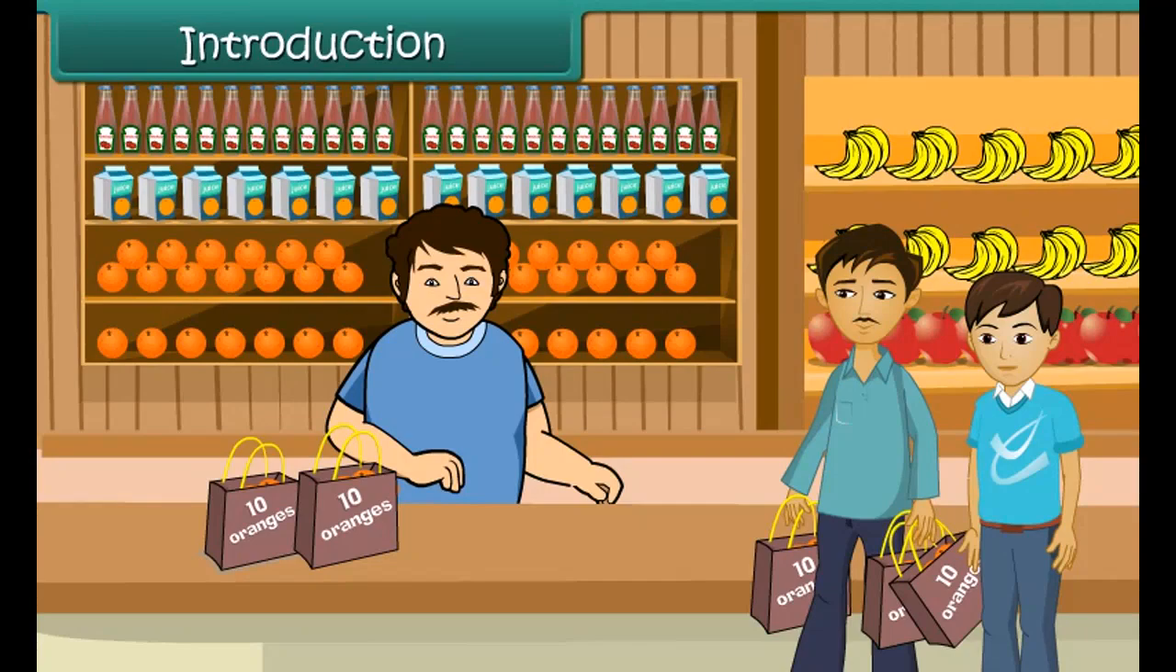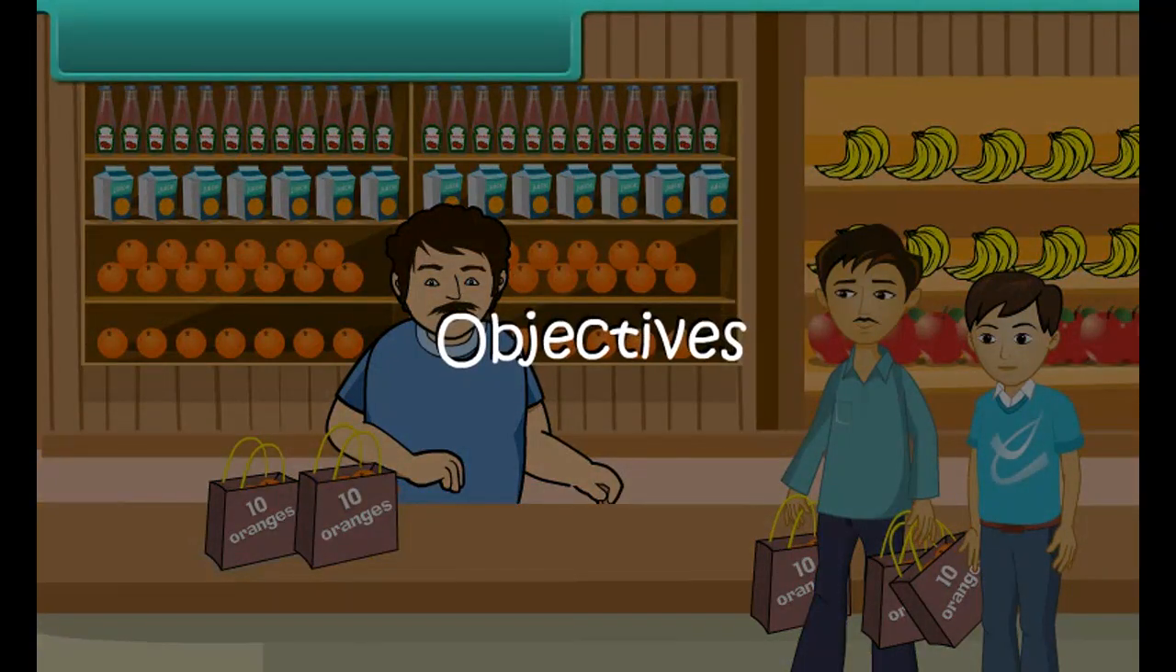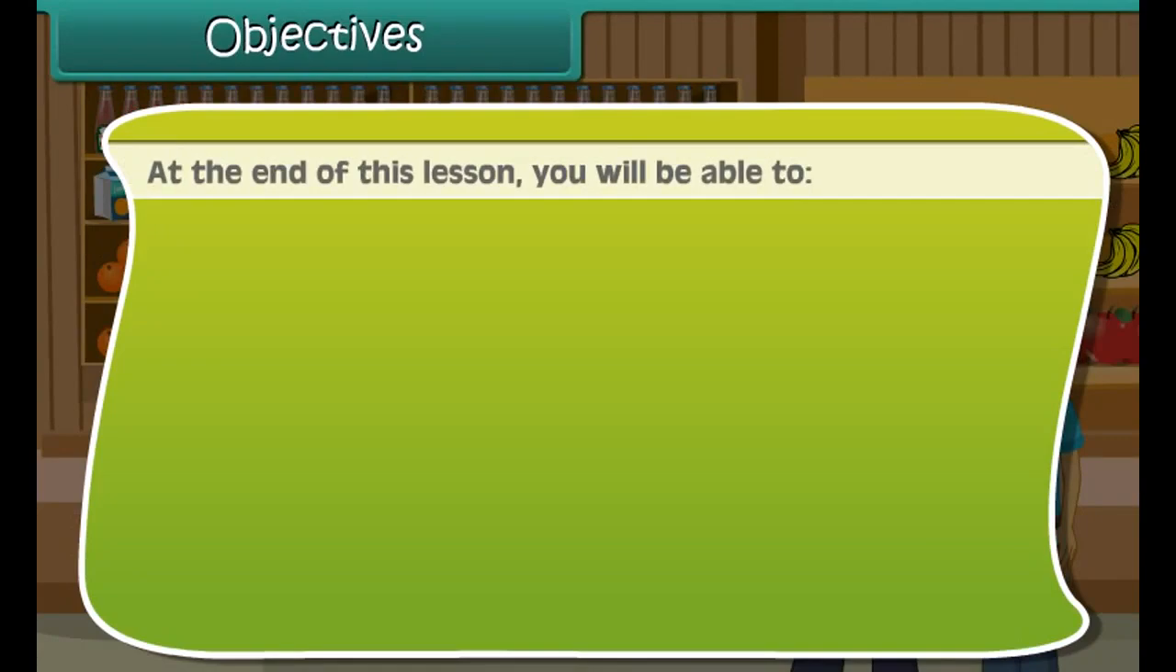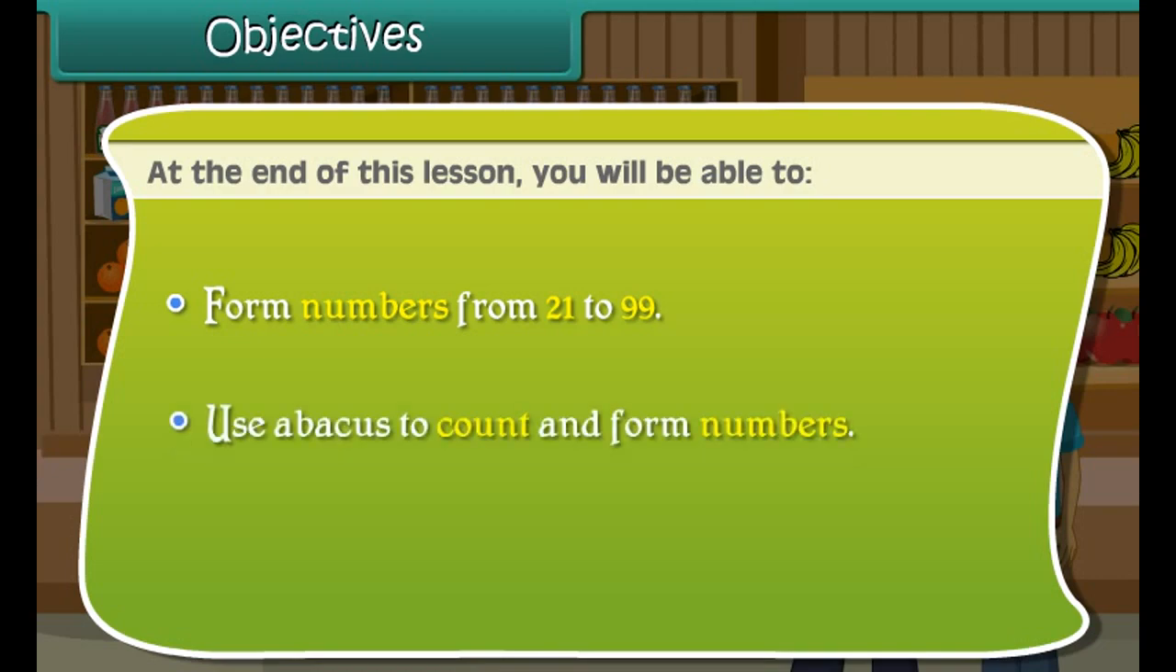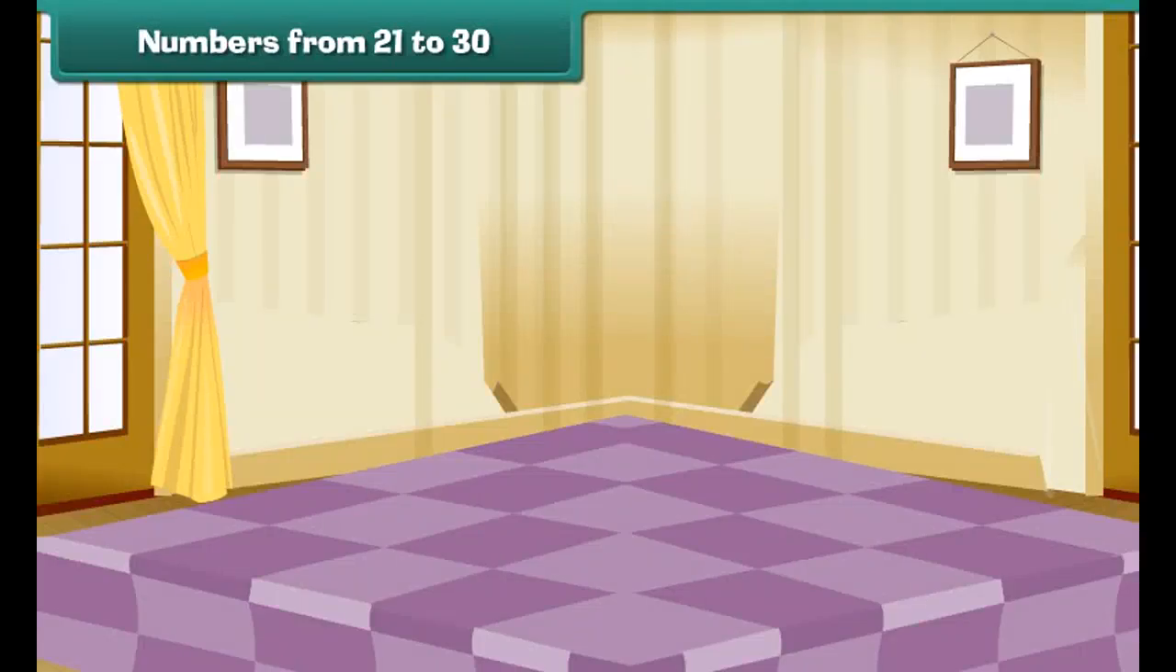In this lesson, you will learn to group and count by tens. Objectives. At the end of this lesson, you will be able to form numbers from 21 to 99, and use the abacus to count and form numbers.